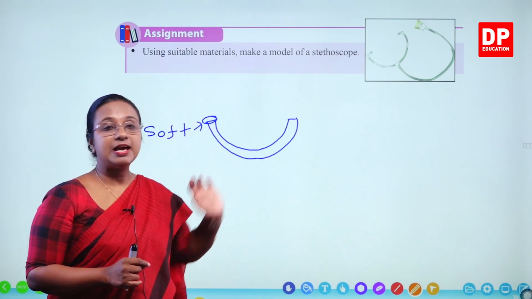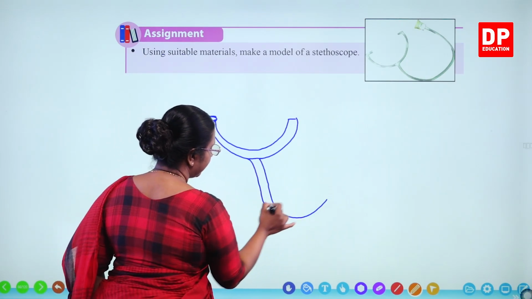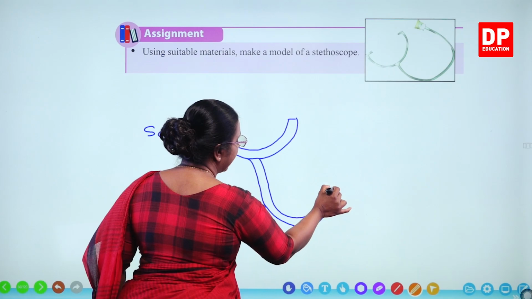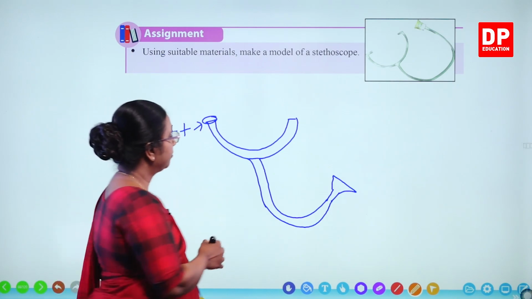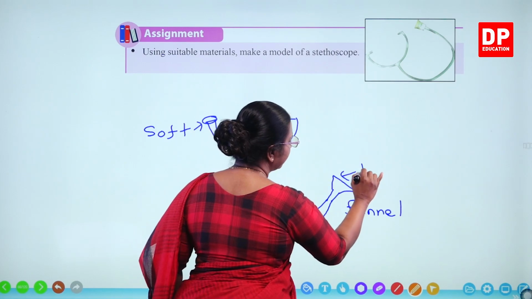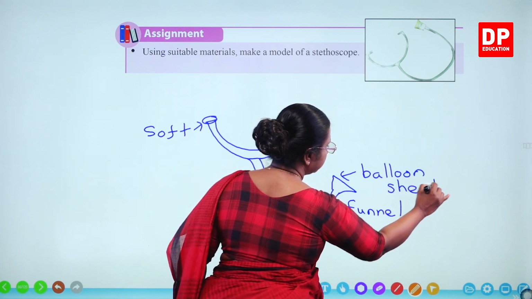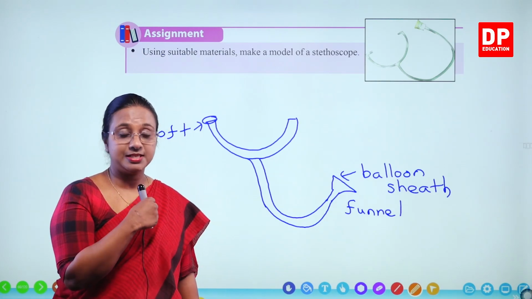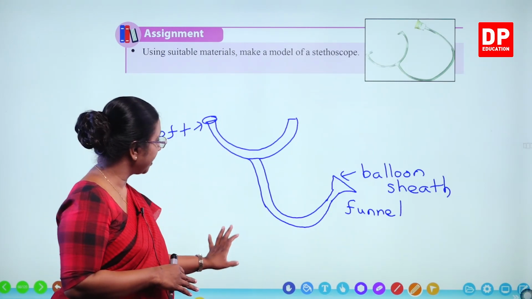Maybe a rubber tube like this. Then you might have to put a slit here and connect another rubber tube. This again has to be a very flexible tube. And at this end, you can connect a very tiny funnel. And like we did in the activity, you can use a balloon membrane or balloon sheath. That part is what is used to keep on the chest. So, like this, you can make a simple stethoscope.